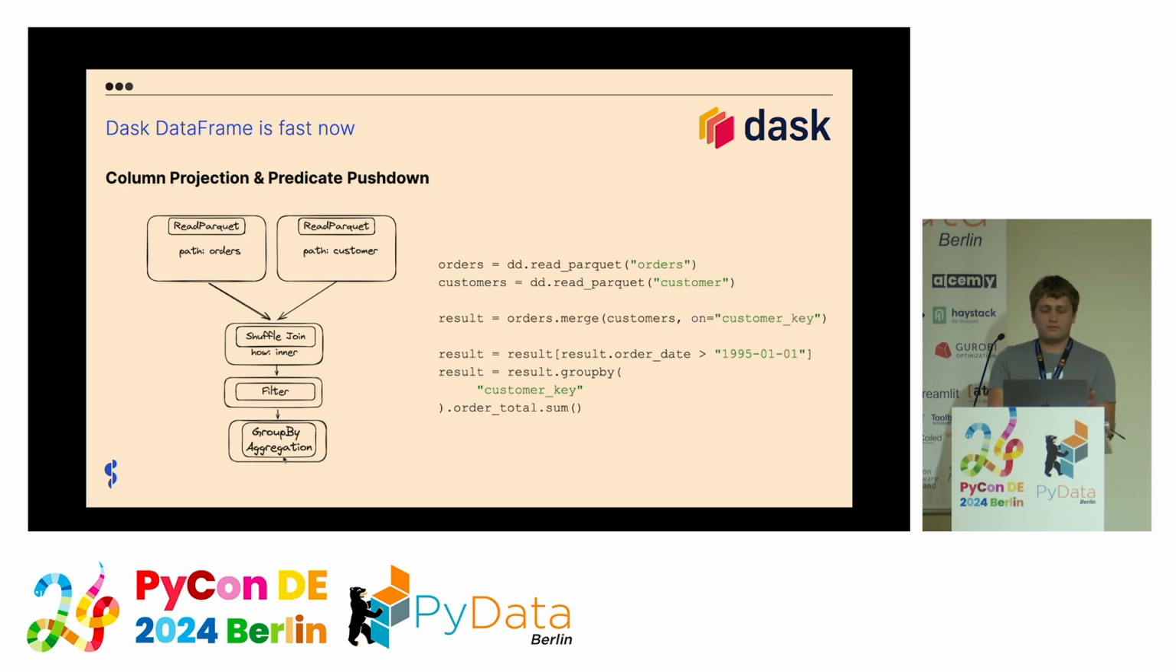Now, this is what Dask ran 2 months ago. It just loaded all the data and then shuffled, probably fell on its face along the way before it did the group by right in the end.